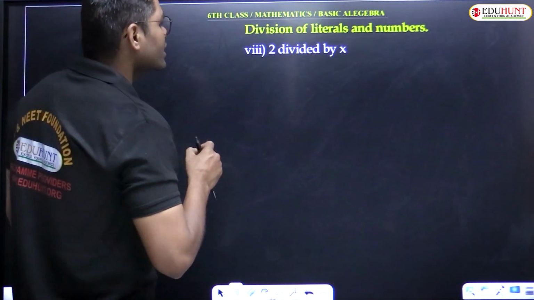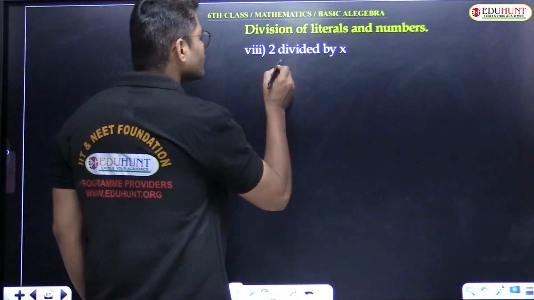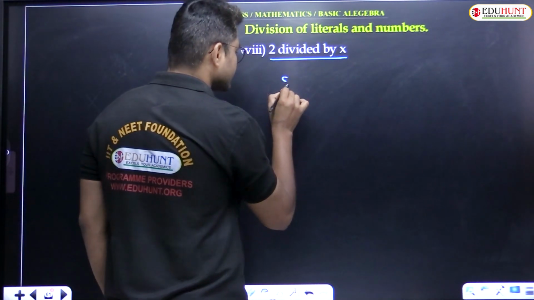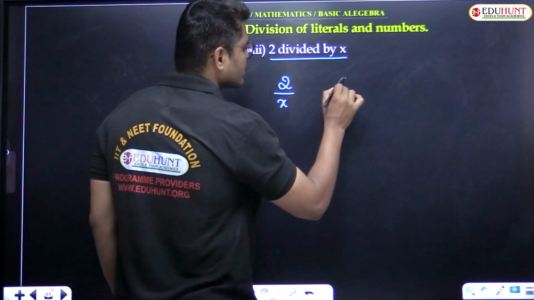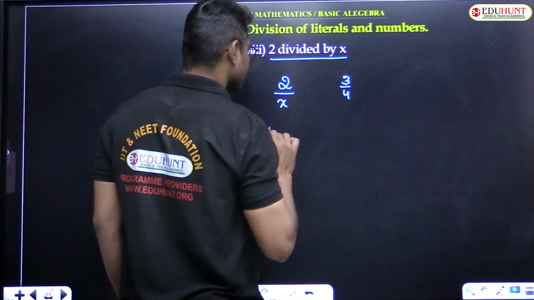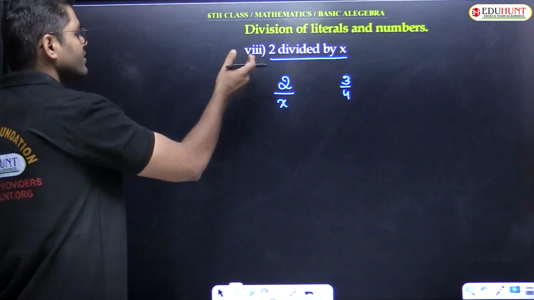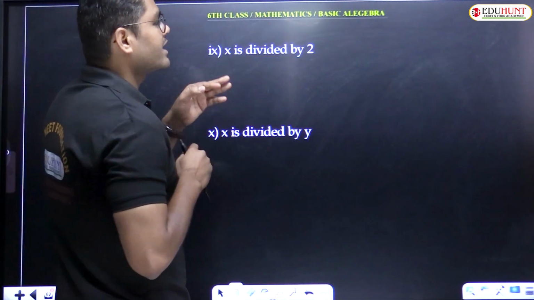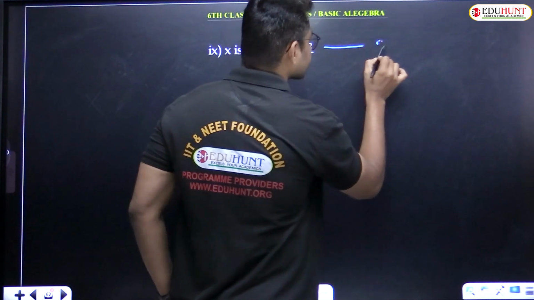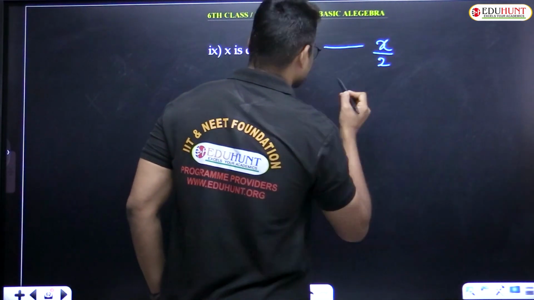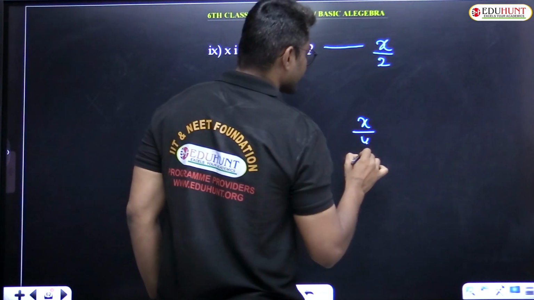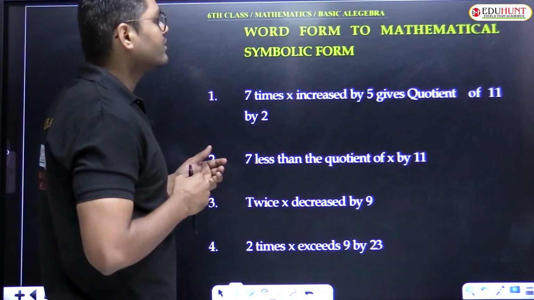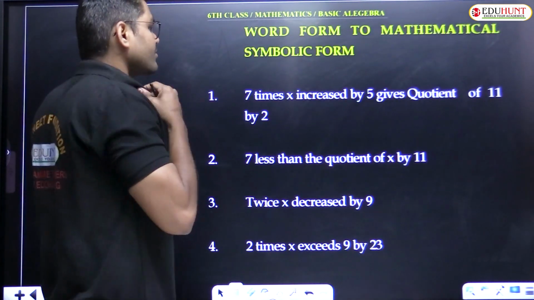Okay. Division of literals and numbers. 2 divided by x. That means this can be written 2 divided by x. 3 divided by 4. Like that. In the same manner only we write here. X is divided by 2. X is divided by y. That's it. Word form to mathematical symbolic form.